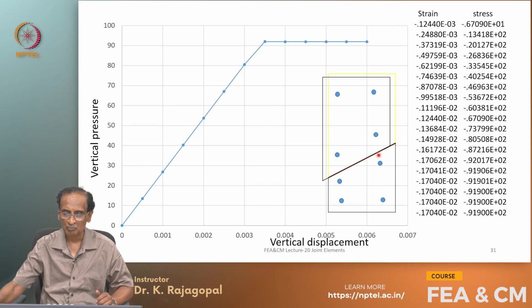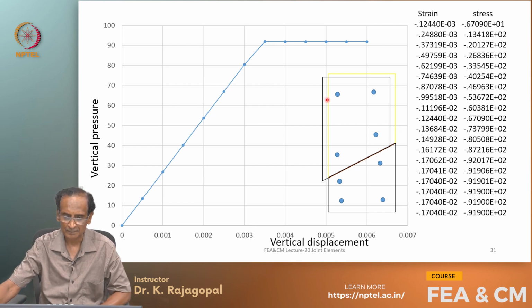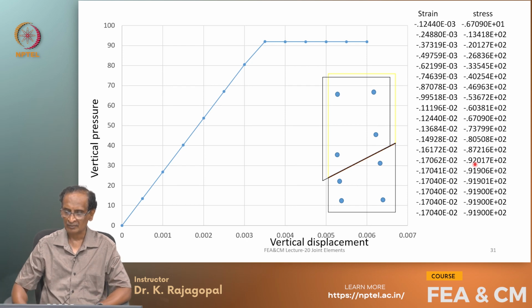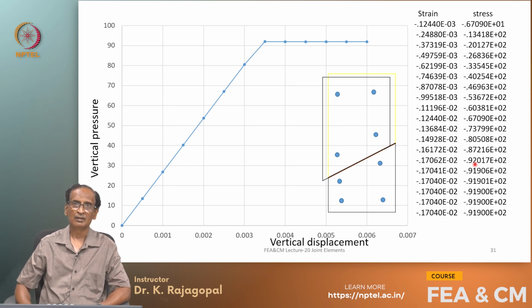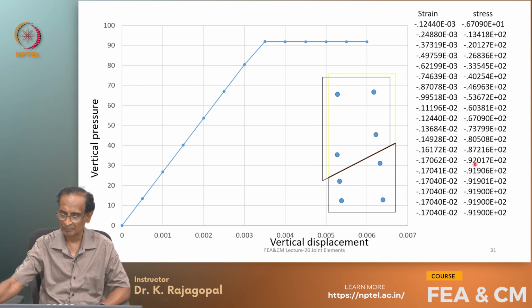If you look at the stresses and strains in the upper block, I am looking at this point, but you can see it at any point. Our vertical stress is going on increasing with strain 6.7, 13.4, 20.1, 26 and so on, and it increases slightly up to about 92, because at that point the shear limit comes into picture.